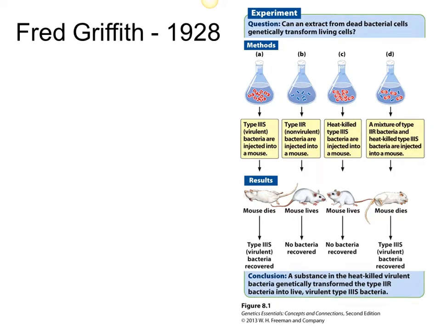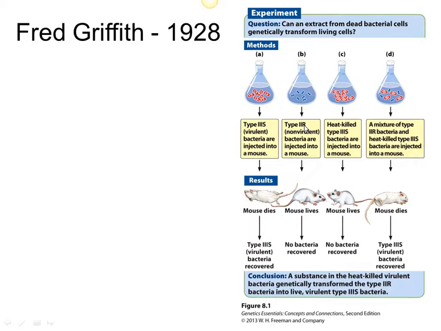Now, the first experiment that you're going to need to know and understand the experimental design, how it was set up and why, and then what the results were and the conclusions, is Fred Griffith's experiment in 1928. And his experiment dealt with a type of bacteria. It was a pneumonia-causing bacteria. He had 2 strains of it. The strains he called type 3S and type 2R. So I would pay most attention to the S and the R. The S stands for smooth, and the R stands for rough.